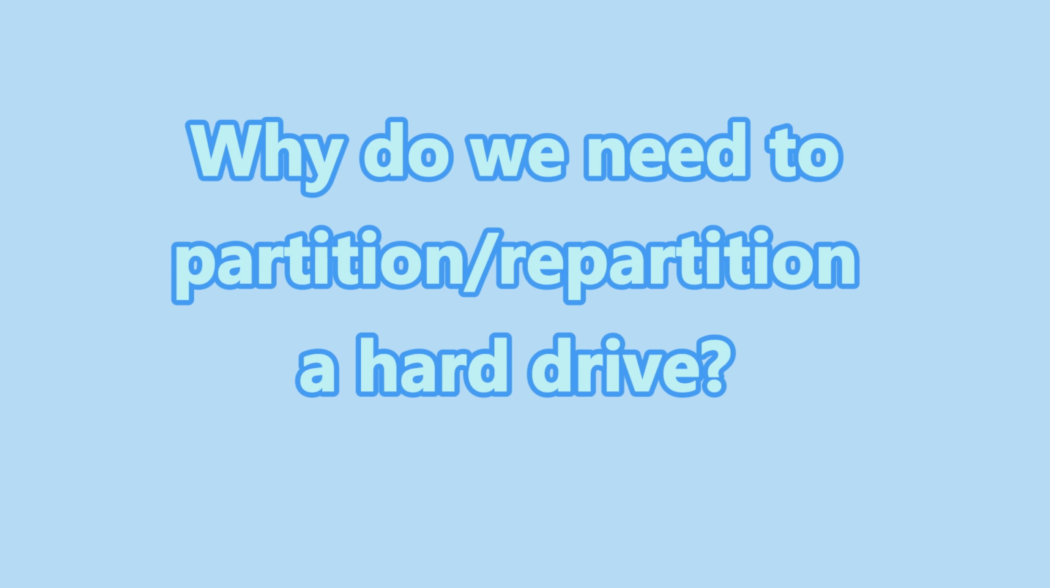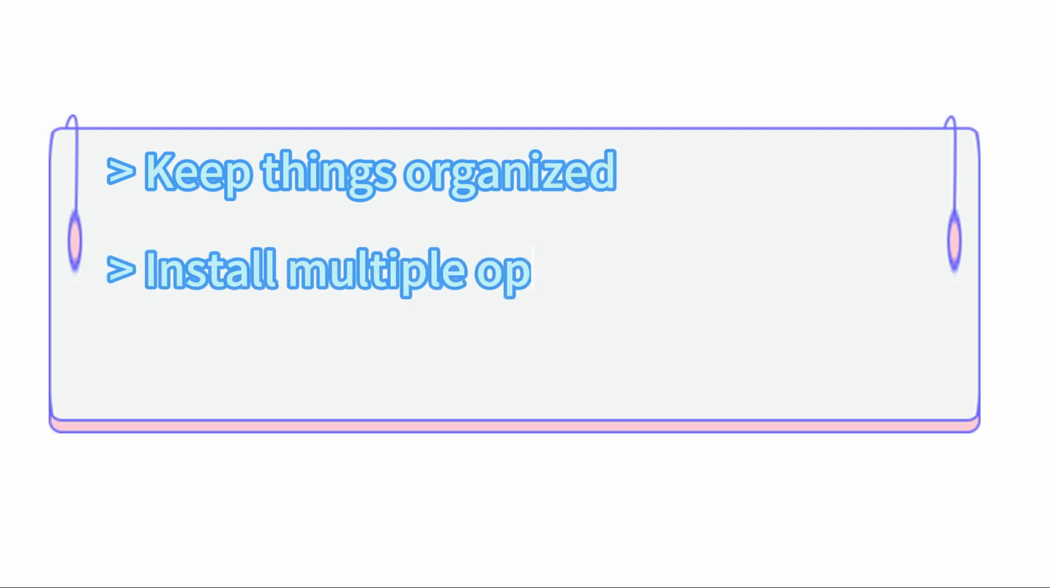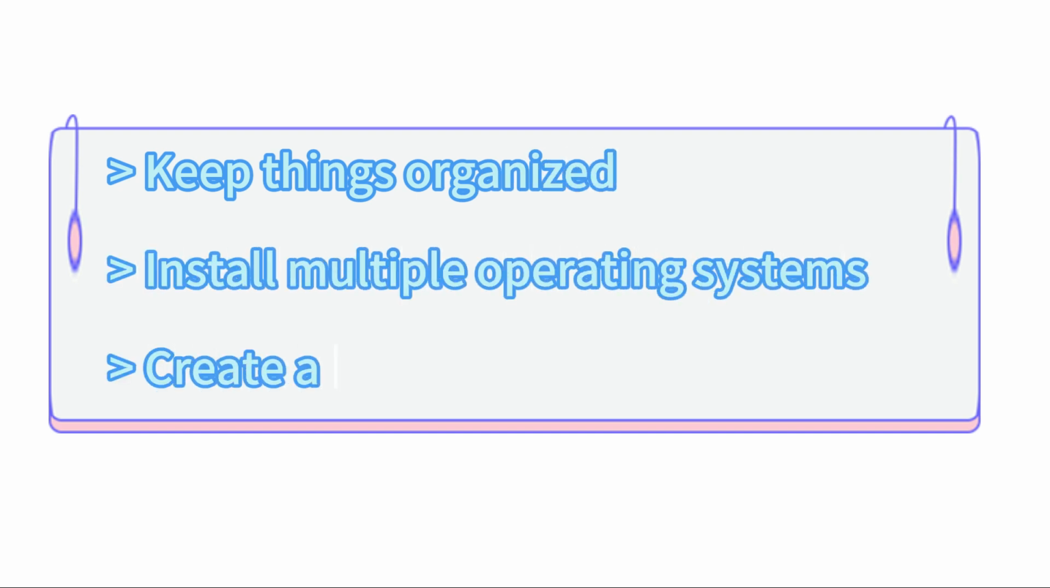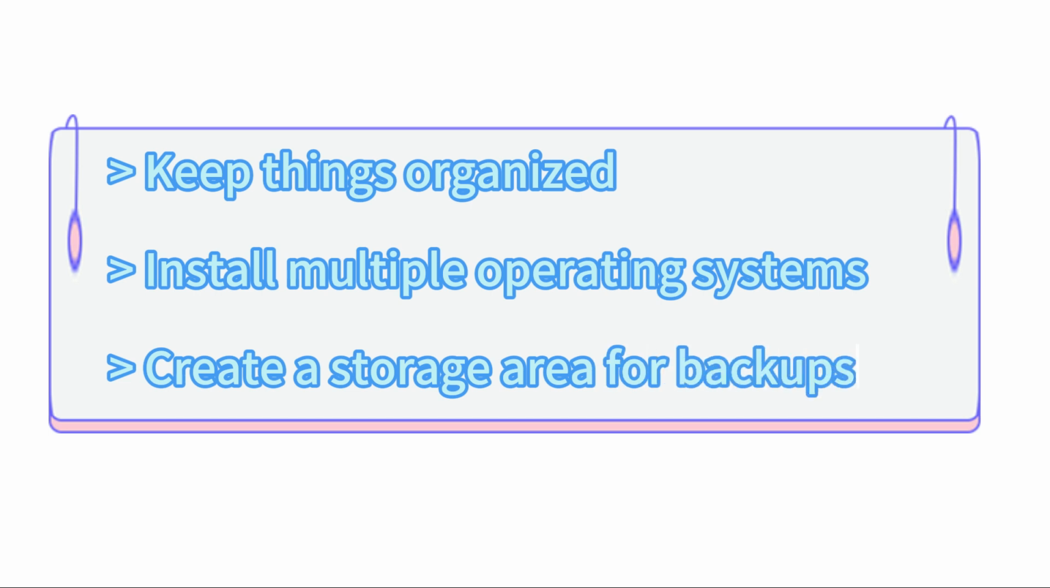There are many reasons to partition a hard drive, such as keep things organized. You can separate personal data from operating system. Install multiple operating systems on a single hard drive. Create a storage area for backing up system and data.